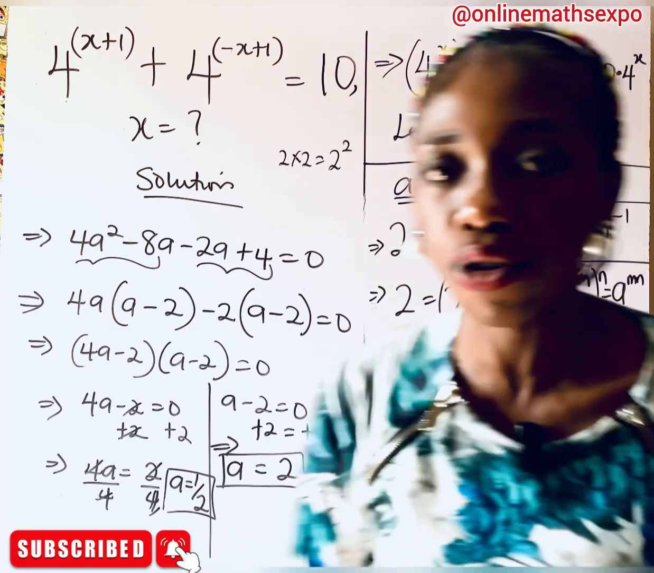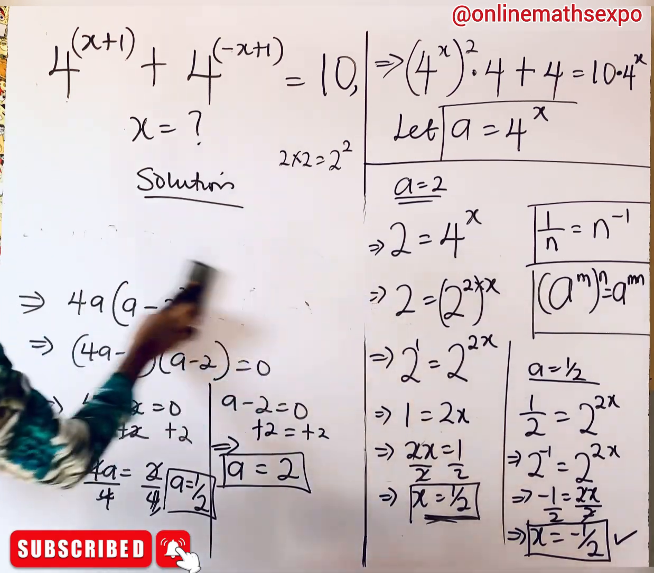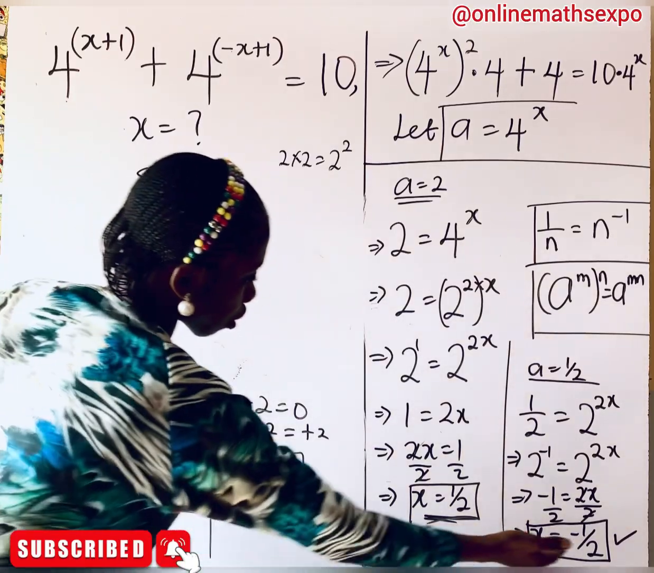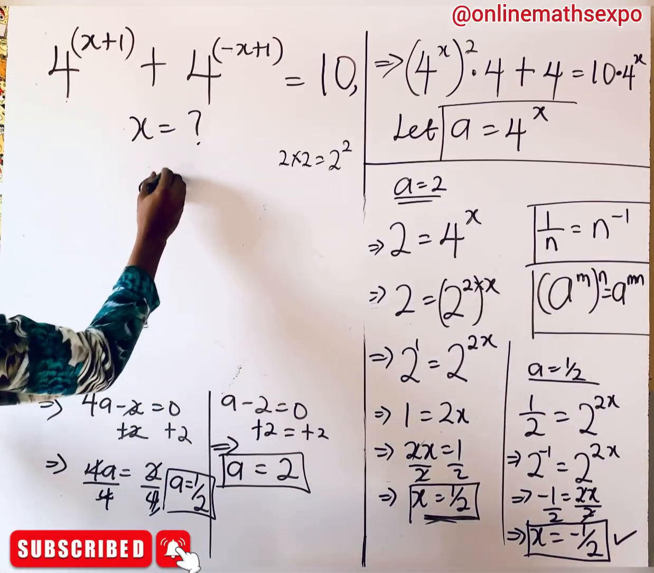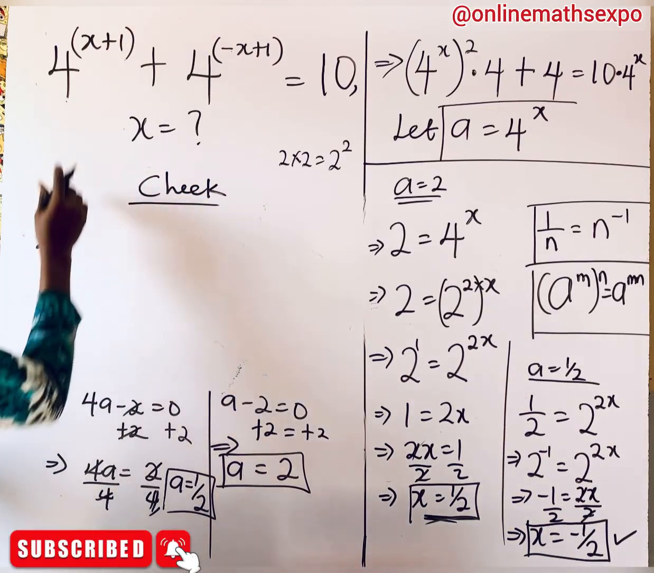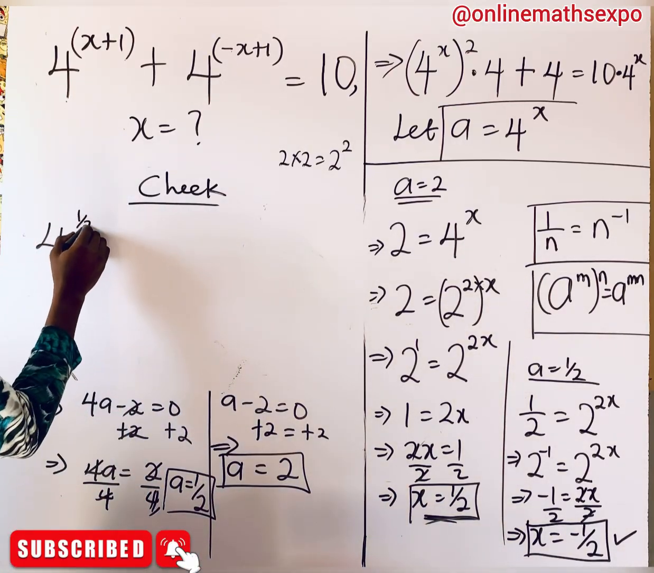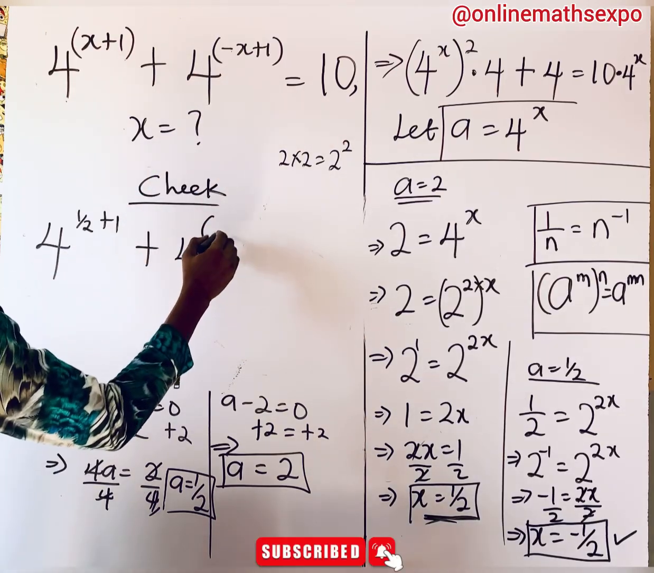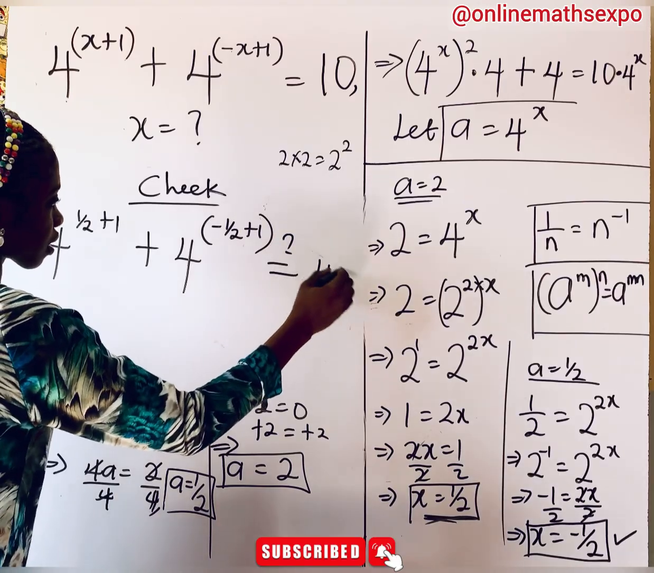So we're going to check for one. We're going to use one value of x to check to know if we're going to get the right side of the equation. Then I will encourage you to solve for the second one. So let's do a check now. So in this check, we are going to have it that 4 to the power of our x, let's check with half. So we have 4 to the power of half plus 1 plus 4 to the power of negative half plus 1. Let's see if it will give us 10.